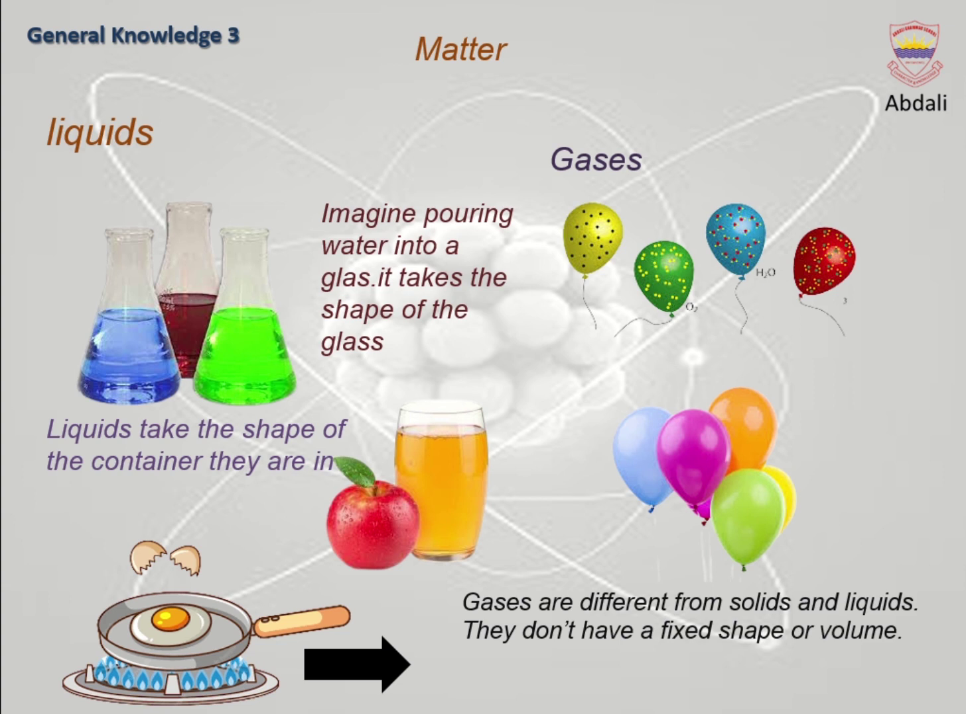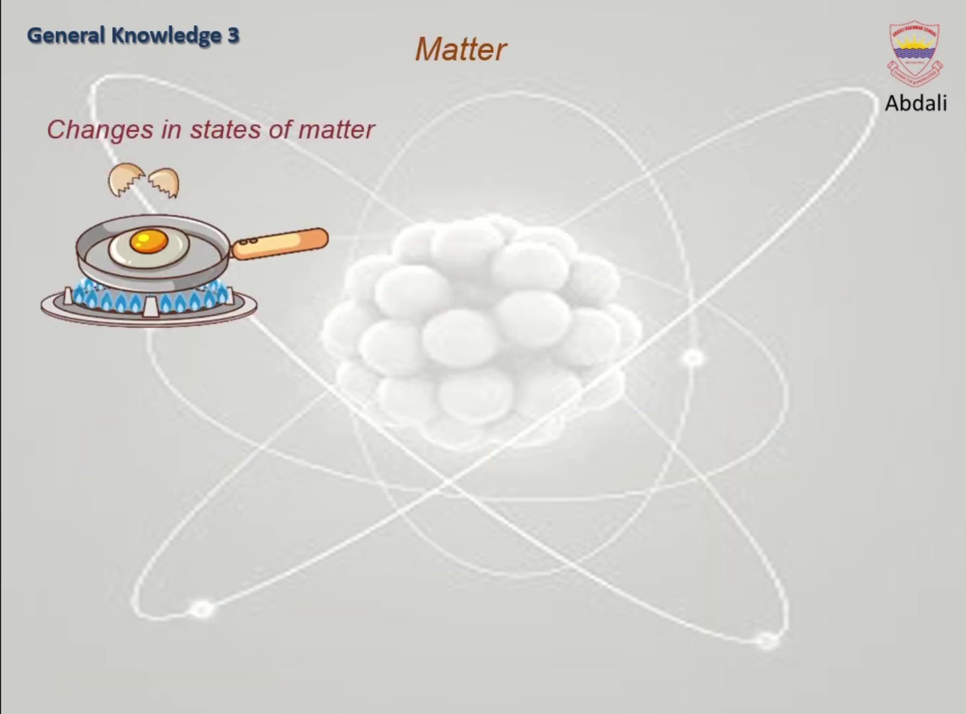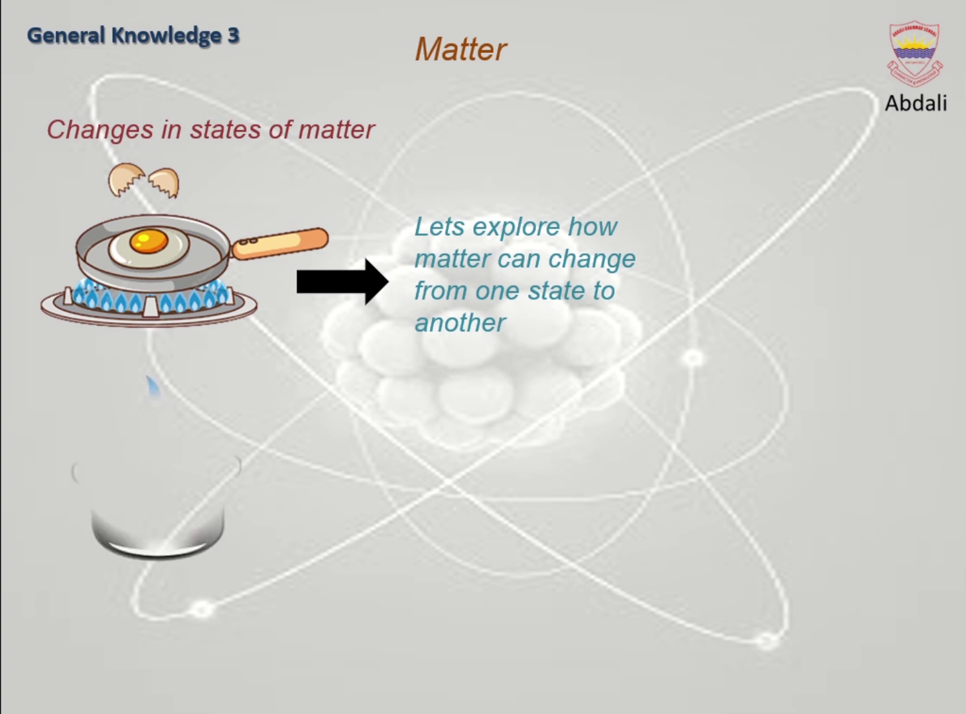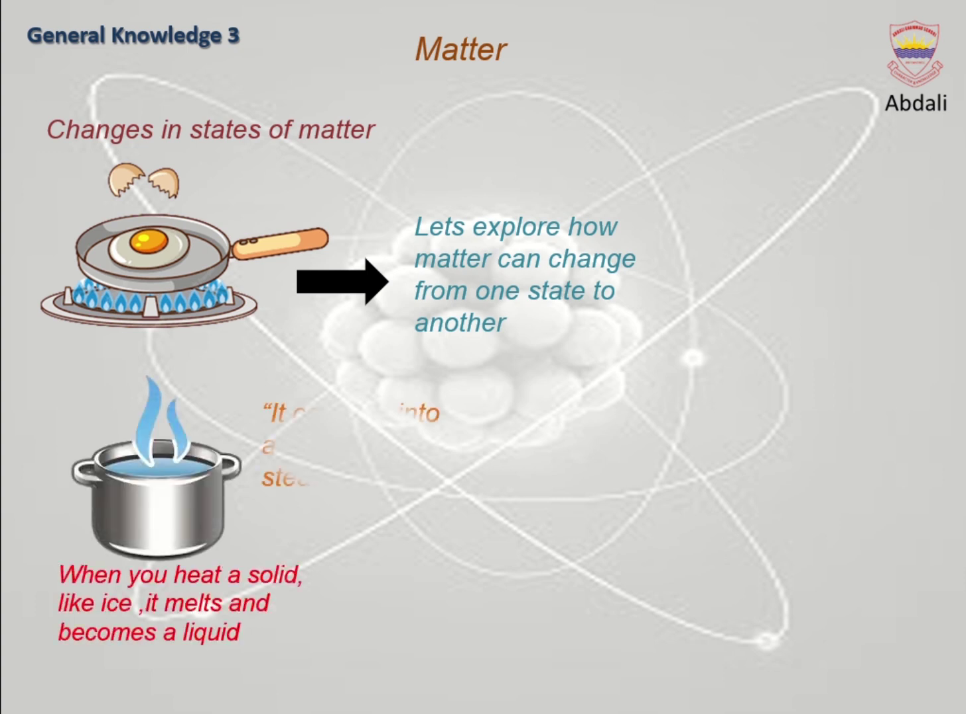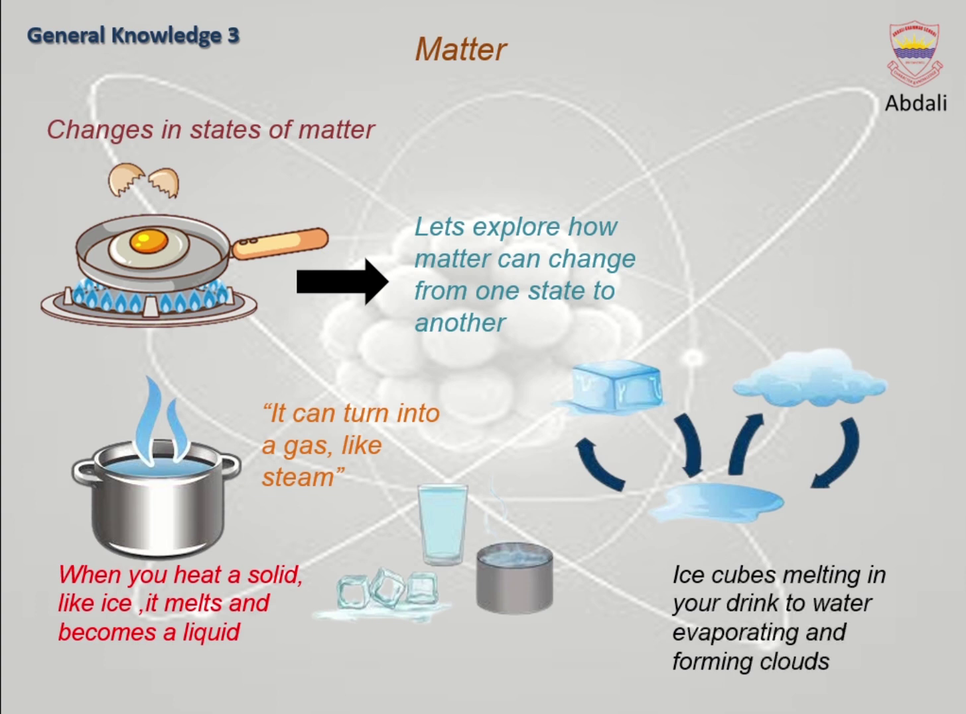Changes in states of matter. Now, let's explore how matter can change from one state to another. This is called changing the state of matter or changing its form. One way matter can change states is through heating or cooling. When you heat a solid, like ice, it melts and becomes a liquid. And if you heat that liquid even more, it can turn into a gas, like steam.